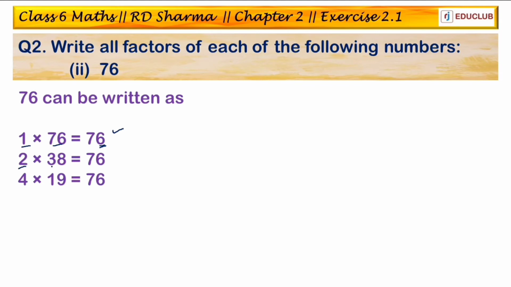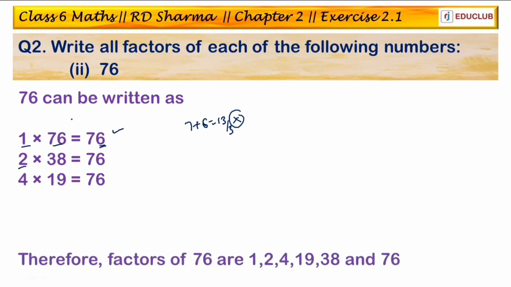Similarly, 76 is not divisible by 3, because 7 plus 6 is 13 and 13 is not divisible by 3. So this is not divisible by 3. Similarly with 4, yes, we can divide: 4 into 19 is 76. For more numbers it cannot be divisible. So we can say the factors of 76 are 1, 2, 4, 19, 38 and 76.